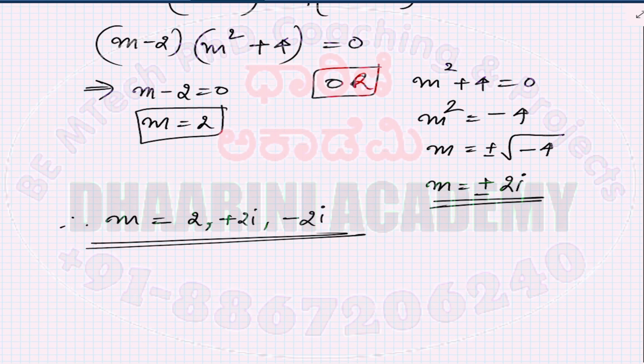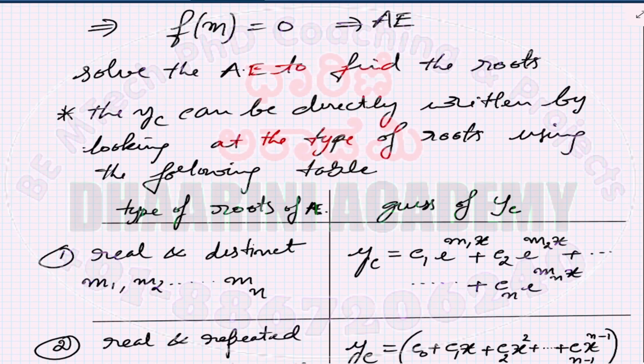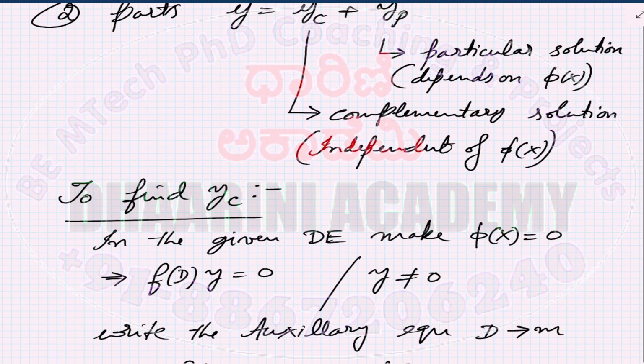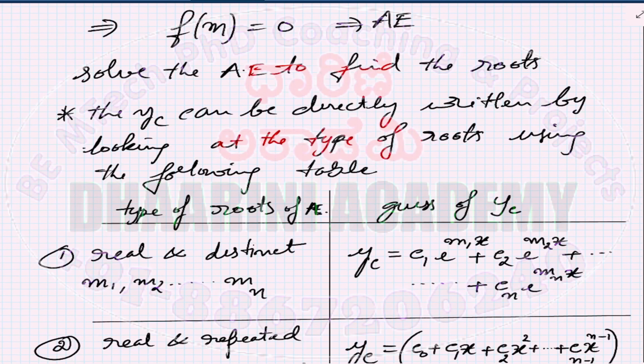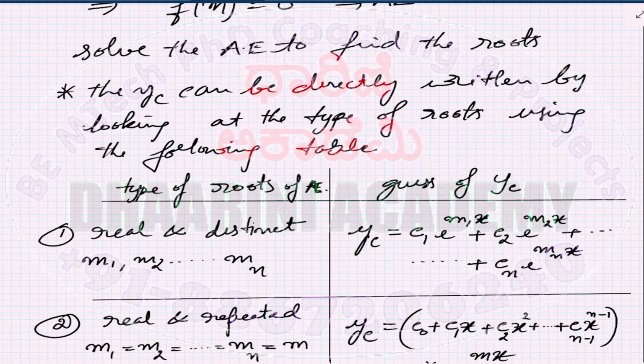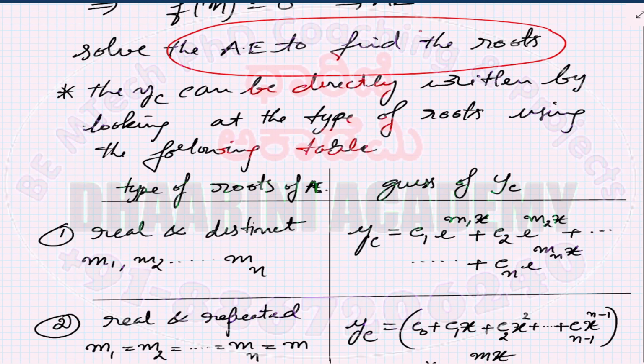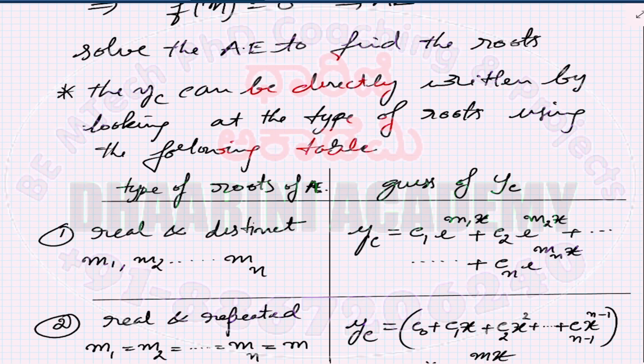Okay, now let's go back. Let's check the steps. So to find yc, we did this. F of m equal to 0. This is what we did. We took the auxiliary equation, and in the next step it says to solve the auxiliary equation to find roots. Now we did till here. We obtained the roots. The next step says to use the following table, identify what types of roots you have, and write the yc. Okay, all right, let's go ahead.